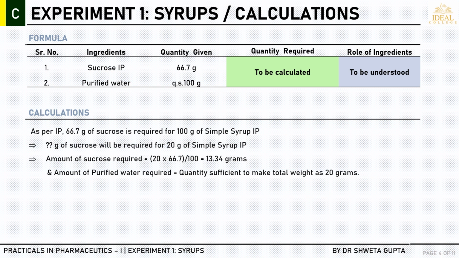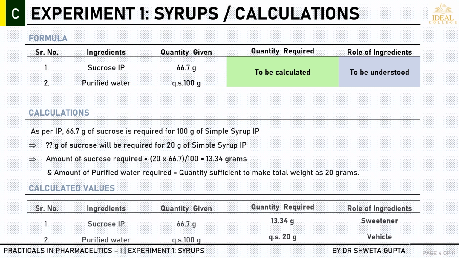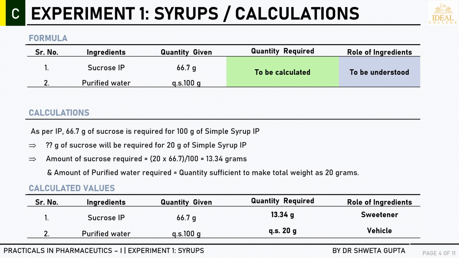From calculations done in the previous slide, the quantity required for 20 grams of simple syrup is noted. Sucrose IP 13.34 grams and purified water quantity sufficient to make 20 grams. For the role of ingredients, sucrose, being sweet in taste, is used as a sweetener or the sweetening agent. Also, it provides the viscosity to the formulation. And the purified water acts as the vehicle.